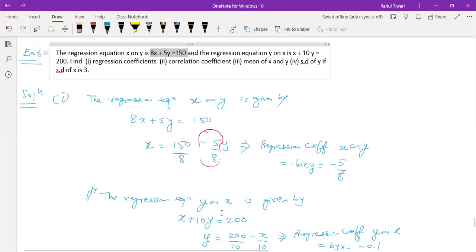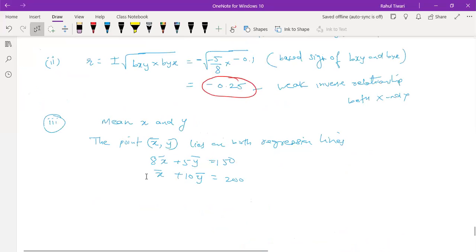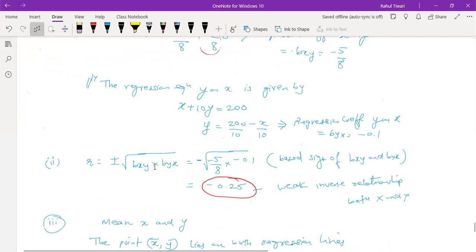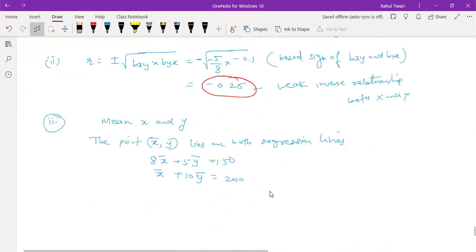What I have written here, according to the result, the point x bar, y bar lies on both regression lines. That is the property we have seen. So wherever you have x in this equation, replace it by x bar, and wherever y, replace it by y bar. Solve these simultaneously and get the values of x bar, y bar. What could be x bar? What could be y bar? Solve simultaneously. I hope everybody knows how to solve this, manually as well as using a calculator.